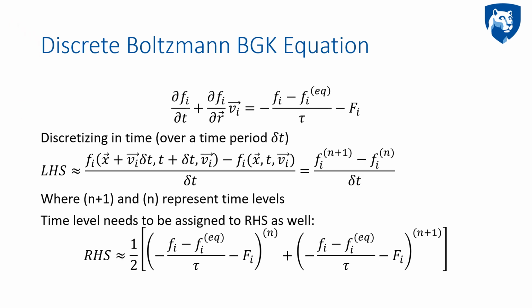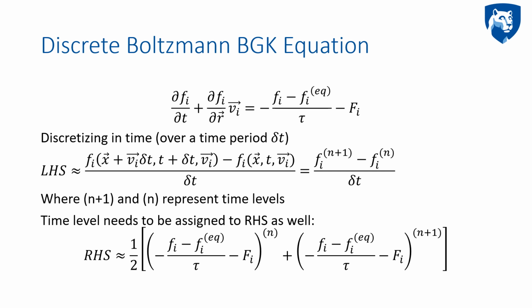So we can discretize our equation in time as well. So the left-hand side of our discrete Boltzmann BGK equation is this term right here. So this is the distribution function at the new position and new time minus the distribution function at the old position and time divided by del t. And this is a discrete time. So we can just write this with the superscripts n plus 1 for the new position in time and n for the old position in time. So the left-hand side of this equation takes this form right here.